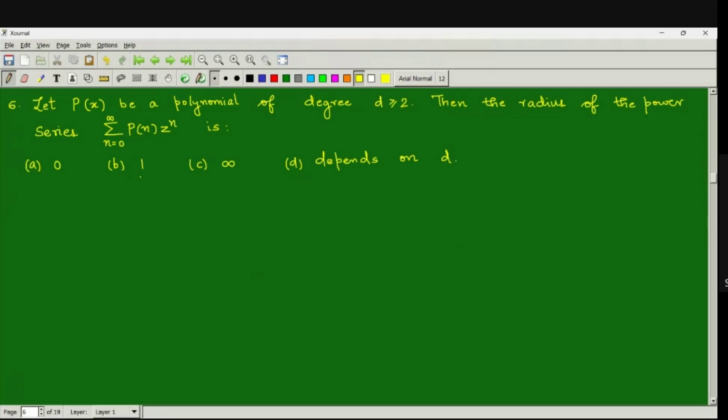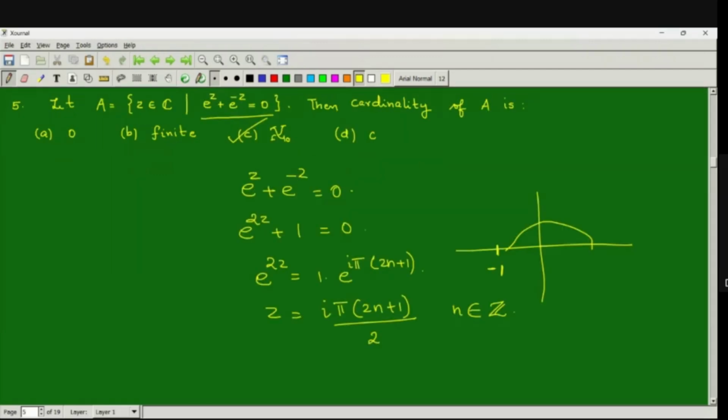This is an interesting question, but easy. What is D in the previous question? This is called Aleph knot. My handwriting may be bad. So Aleph knot means the cardinality of natural numbers, or the cardinality of a countable set.